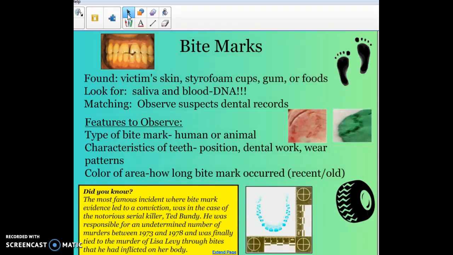So there are four different types of impression evidence. The first type is what we call bite marks. Bite marks are impression evidence. They oftentimes get left in the victim's skin. That's most of the time where you would find bite marks.